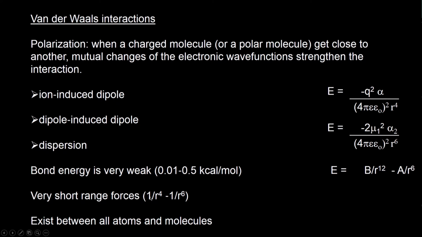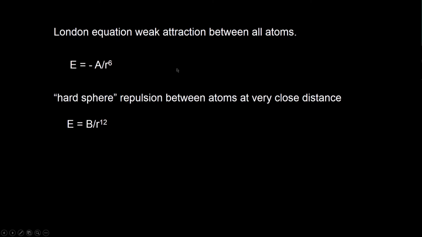So they are very short range because you have 1 divided by r power 4 and 1 divided by r power 6. Of course, A will be there, B will be there; this exists between all atoms and molecules. So it is like B divided by r power 12 minus A divided by r power 6, and so on. Ion induced dipole will have r power 4 here, and the dipole dispersion forces will have r power 6. This is called the van der Waals interaction. Then we have the London equation, that is weak attraction with r power 6, and this is the repulsion between atoms at very close distance, r power 12.